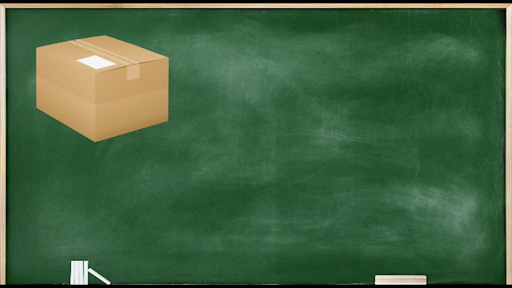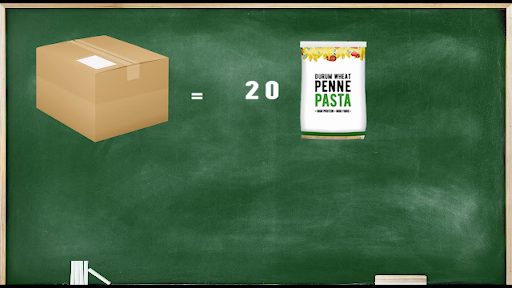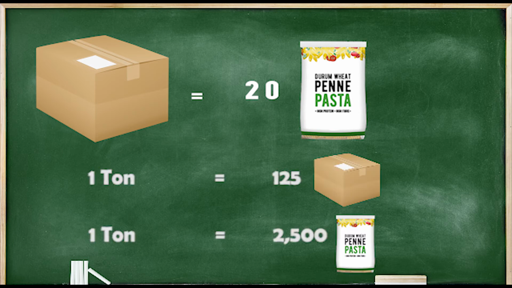So you have to understand, guys, how you sell the pasta to suppliers or to any other place. Okay, you are selling by carton. 1 carton is equal to 20 packets of pasta. 1 ton is equal to 125 cartons. So this means that 1 ton is equal to 2500 packets.